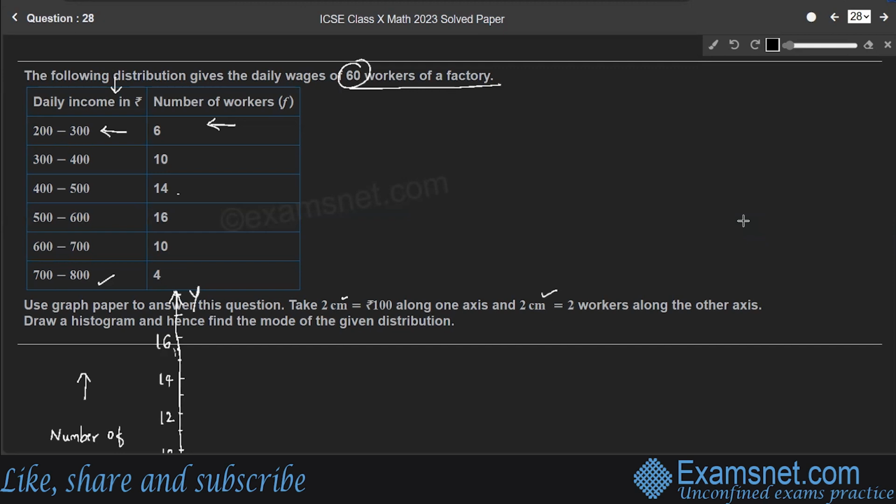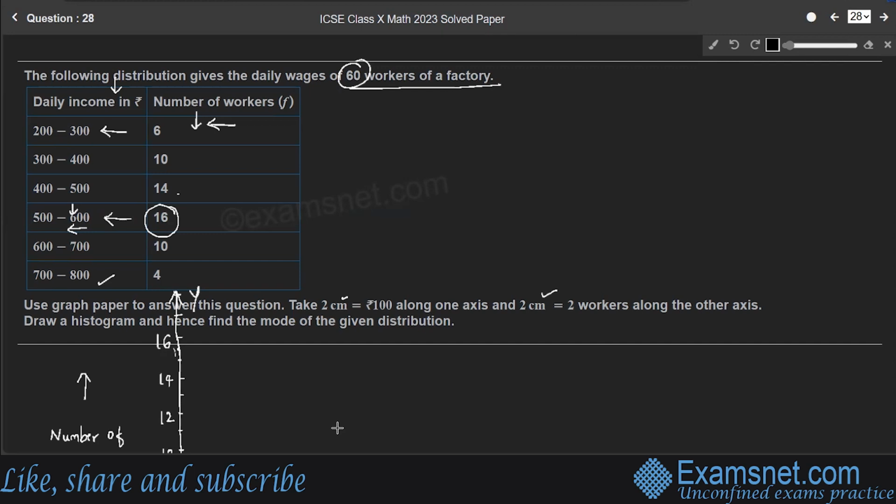We need to find the mode of the distribution, meaning the value of the term that occurs the most often. So look at the frequency, which is nothing but the number of workers. Here 16 is the highest frequency. Therefore, the mode of the distribution lies in that particular range. Here the range is 500 to 600, the class interval. This class interval is called the modal class. The class which has the highest frequency is called the modal class. So the mode lies in that class.